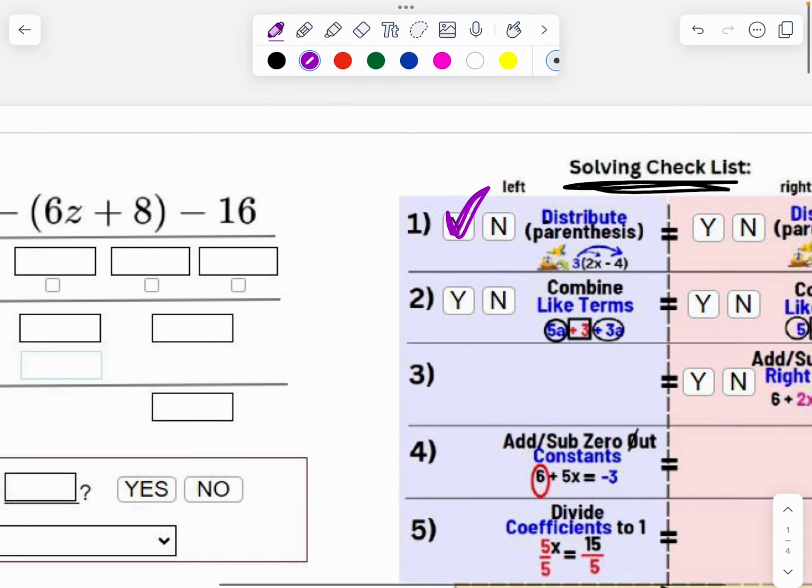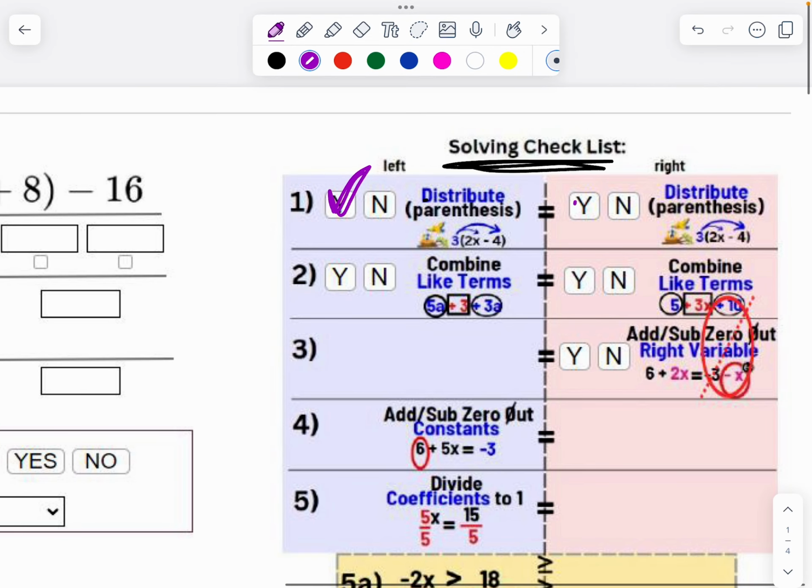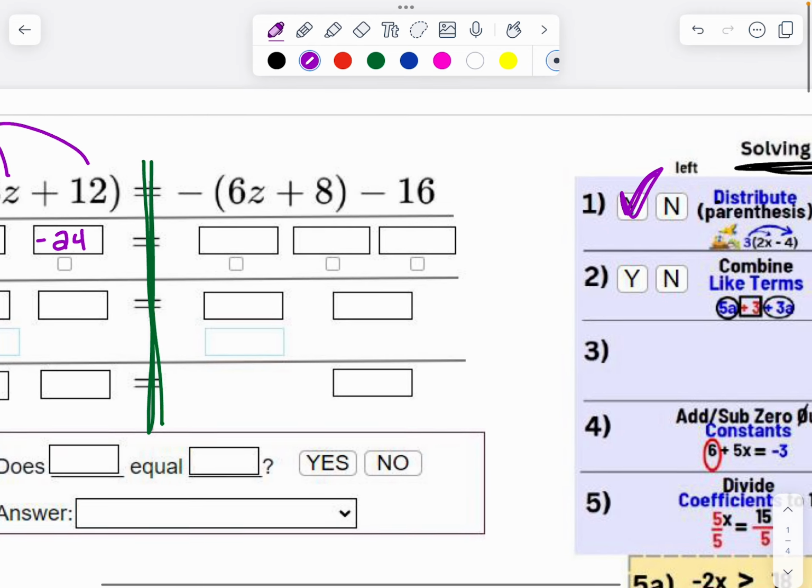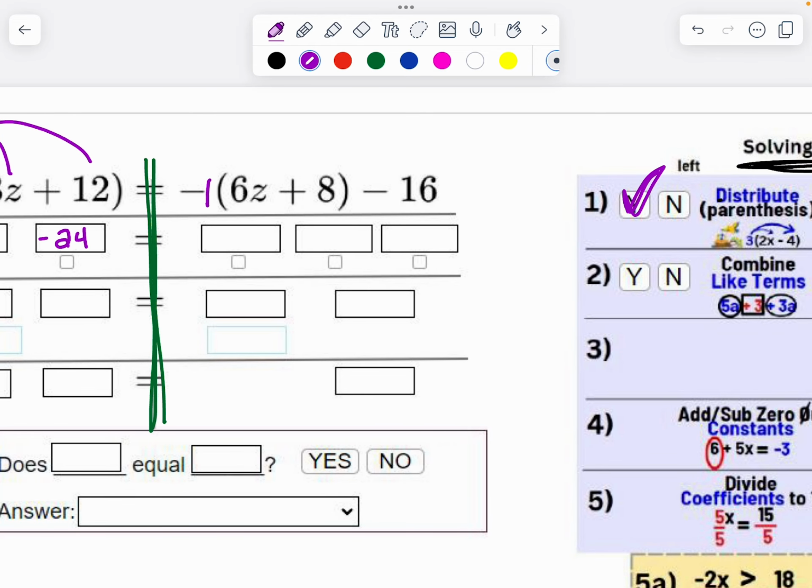So then I go to the right side. It says, can I distribute on the right? And yes, I can. So I'm going to check yes here. And so I'm going to put a 1, and I'm going to multiply by negative 1. Negative 1 times 6z is negative 6z. Negative 1 times positive 8 is negative 8. And then I'm done with that, and I'm just going to bring down the negative 16.